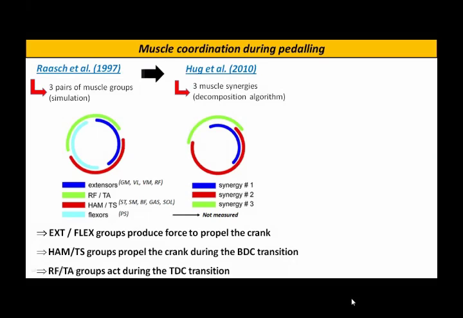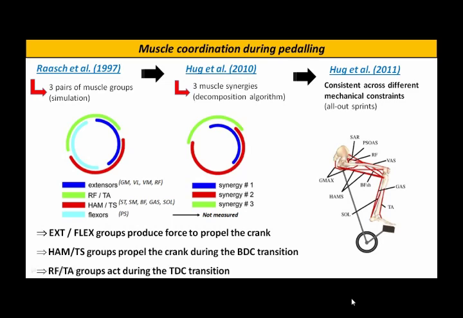The pedaling movement is the result of the activation of 3 pairs of muscle group antagonists. The first pair, the extensor and flexor group, propel the crank during the downstroke and the upstroke, respectively. During the downstroke, the second pair, composed of hamstring and gastrocnemius, are co-activated to transfer to the pedal the force produced by the extensor.